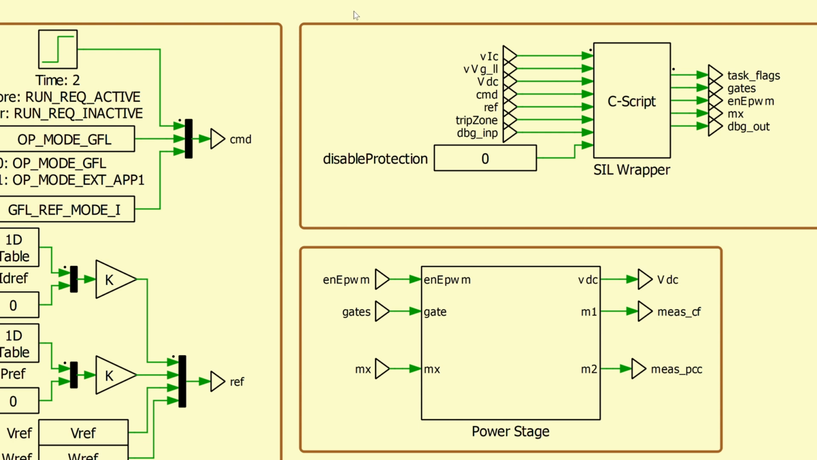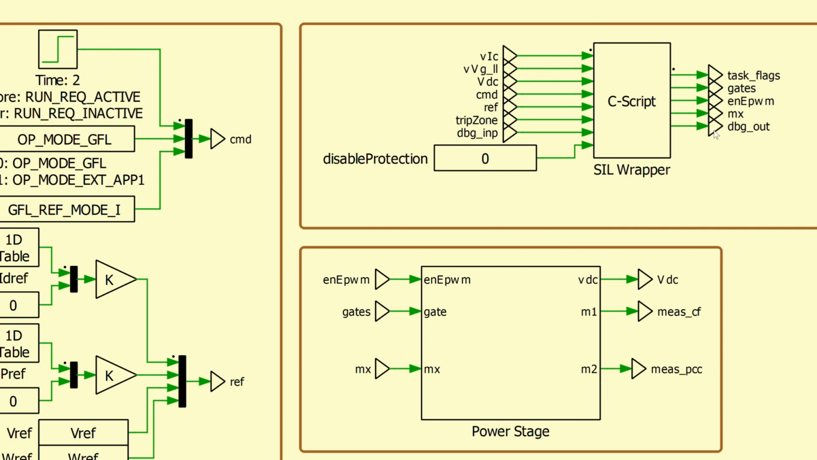not behaving as expected. On the output side of the SIL wrapper are the task flags, gating signals, PWM enabling signal, and the main contactor signals and debug output generated by the FAPI.